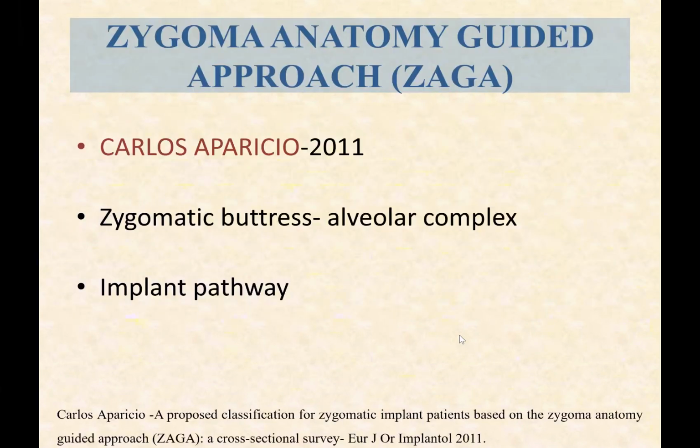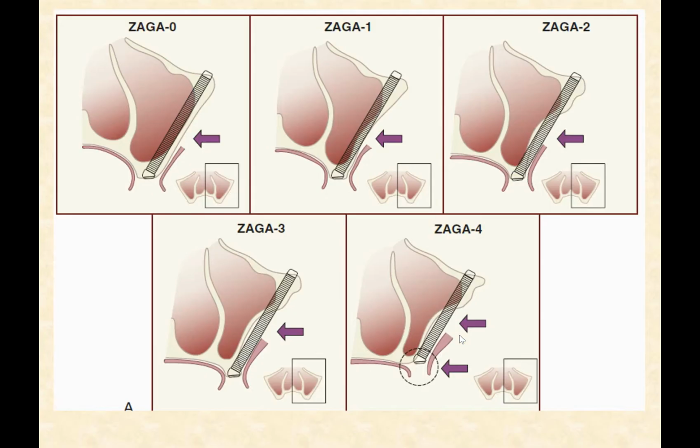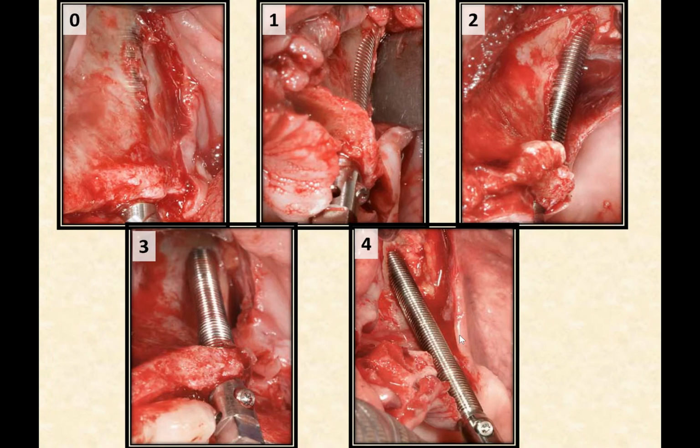The latest technique is the zygomatic anatomy guided approach, first done by Carlos Aparicio in 2011. Here is the zygomatic approach and the buttress and alveolar complex. There are five types, Zaga 0 to Zaga 4. In Zaga 0, the implant is placed mostly towards the sinus, and in Zaga 4 the implant is away from the sinus. These are the clinical pictures showing Zaga 0 to Zaga 4.